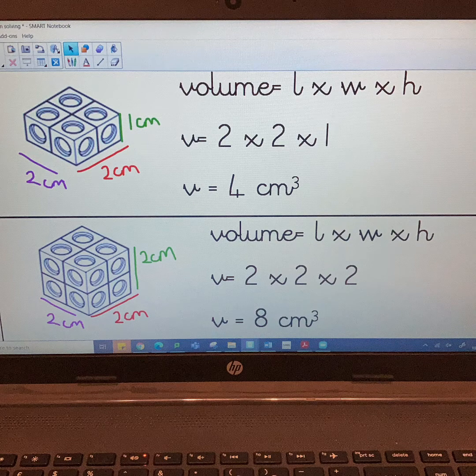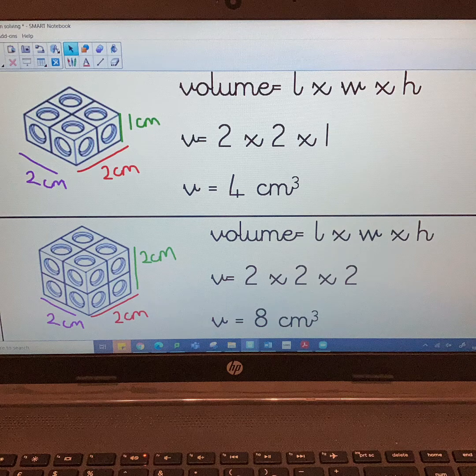Bottom one then, I can see that the base bit is the same. I've got 2 centimetres times 2 centimetres, but this time the height is also 2 centimetres. So I'm going to do 2 times 2 times 2. So 2 times 2 is 4, times 2 is 8. This is also the same as 2 cubed, 2 times 2 times 2, and my answer is then 8 centimetres cubed.